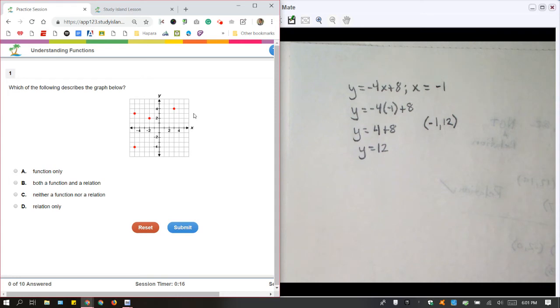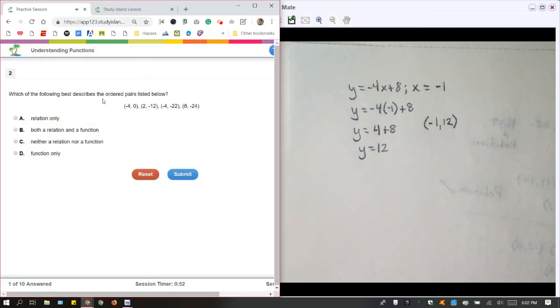And here's a great other example. Which of the following describes the graph below? I see 4 points, so I see a relation. But look at these 2 points on the left side. They're right above one another. That means they have the same input. Their input for both of these is -5, but they have different outputs. The x-coordinate of both these points is -5, but this is (-5, 3), and this is (-5, -4). There's no way that I can have the input -5 have 2 different outputs and it still be a function. So this is a relation only, not a function.